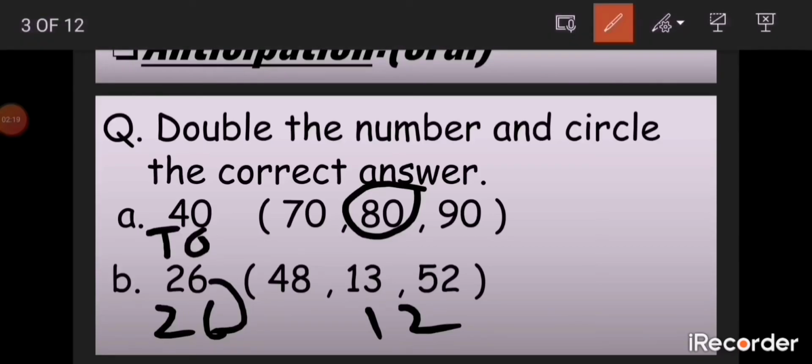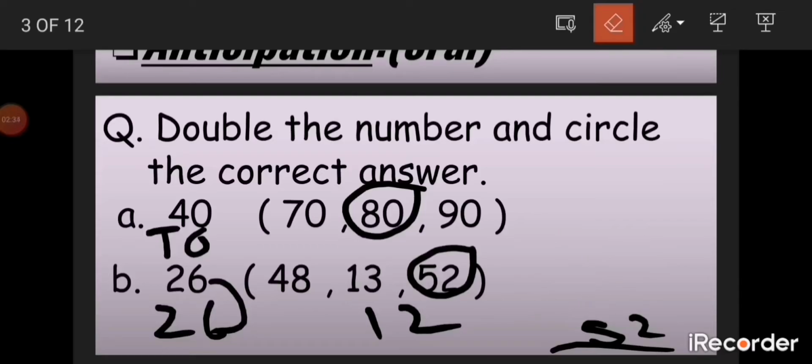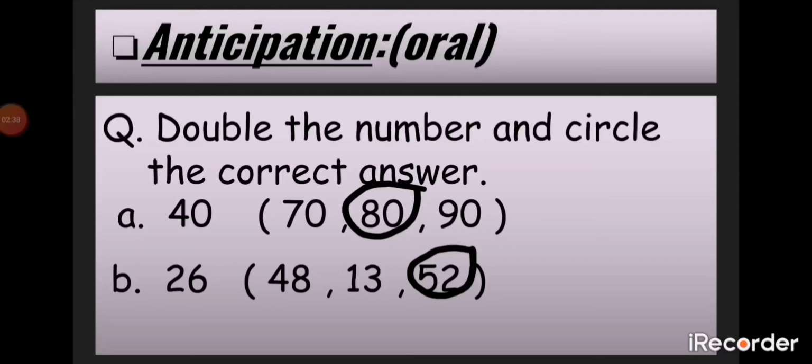4 tens means 40 plus 12. The answer of ones. The answer is 2 plus 0, 2, 4 plus 1, 5. The answer is 52. So I'm going to circle 52 here. We can multiply 26 by 2. The other way is that.